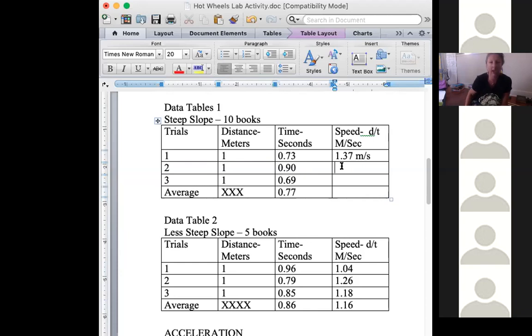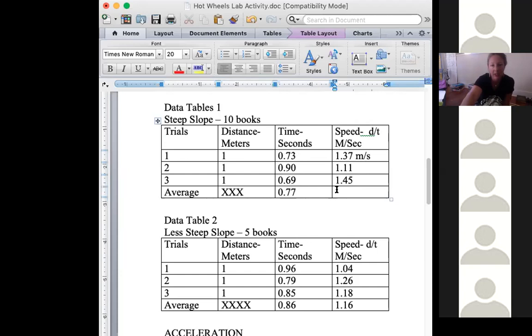So we just did 1 divided by 0.90. And I got 1.11 repeating, but I'm not going to put a whole bunch of ones in there. Okay, we're just going to go to the hundredths place because that is where all of our numbers are. So we're going to stay with our least significant number of digits. Okay, so for trial 3, we're going to do 1 divided by 0.69. And we get 1.45. All right, so those are our 3 speeds for the steeper slope.